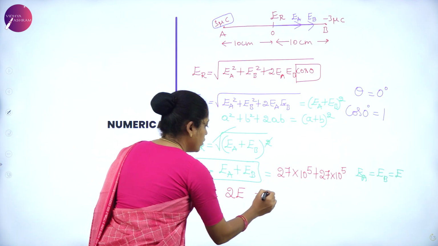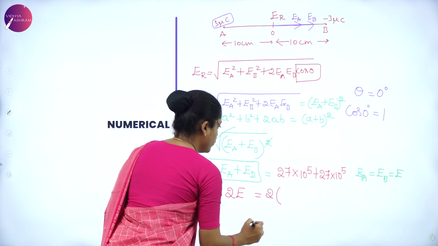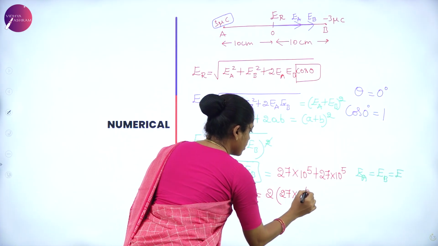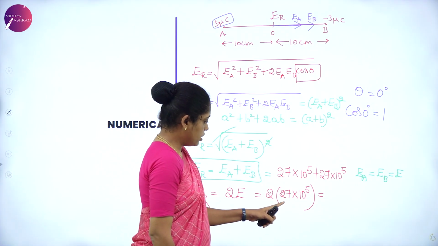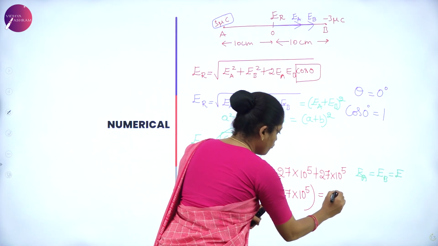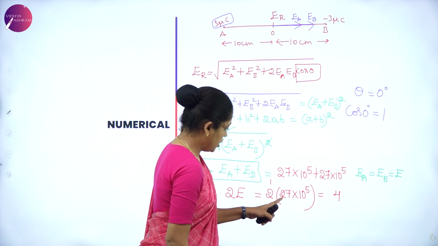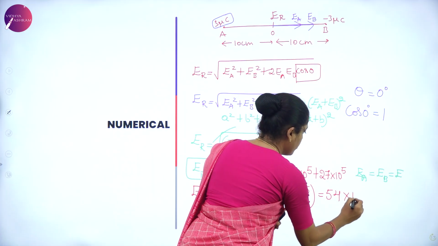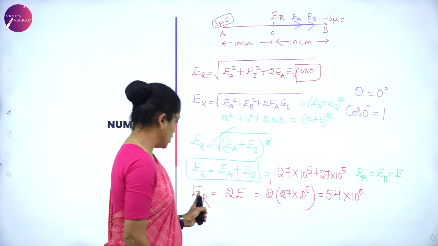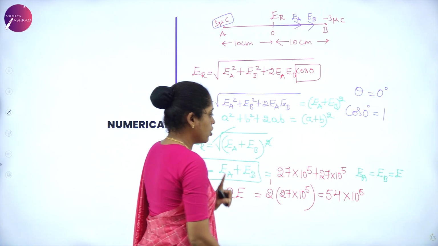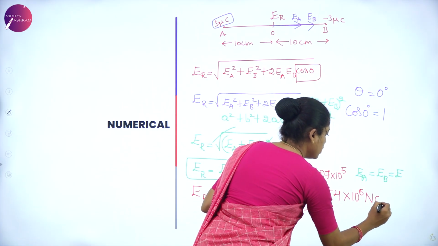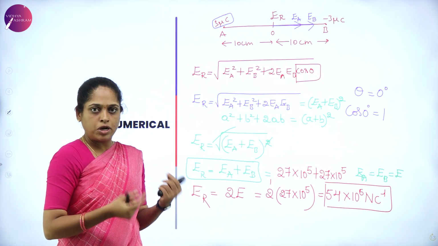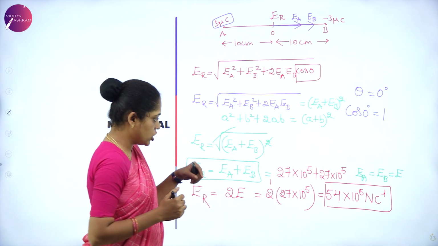So ER is equal to 2 and the E value is 27 into 10 power 5. Now on multiplying this, 7 2s are 14 and 1 carry, 2 2s are 4 plus 1 is 5, so 54 into 10 power 5 is the resultant electric field, whose unit is Newton per Coulomb. Yes. You got the resultant electric field at the midpoint. This is the answer for sub-question A.